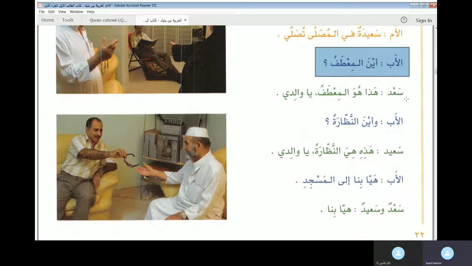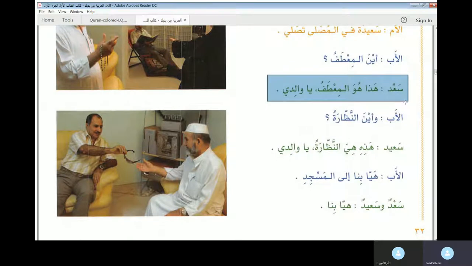Father: And where is the mitfaf? Where is the coat, or jacket? Sa'd: Here is the coat, my father. Here is the coat, my father.